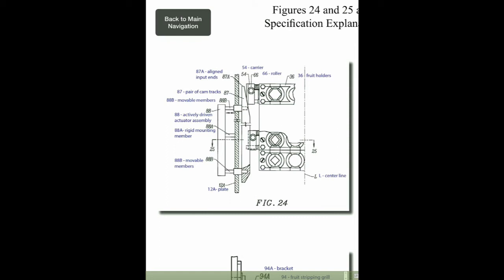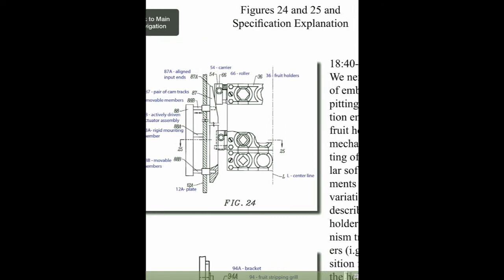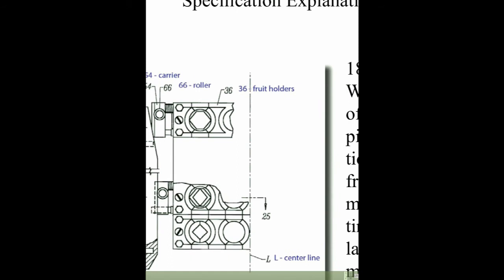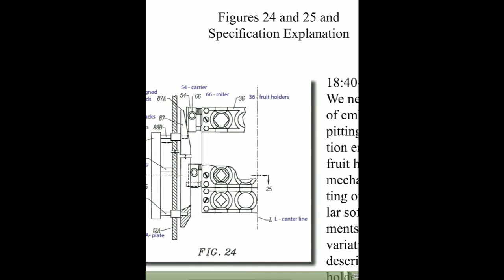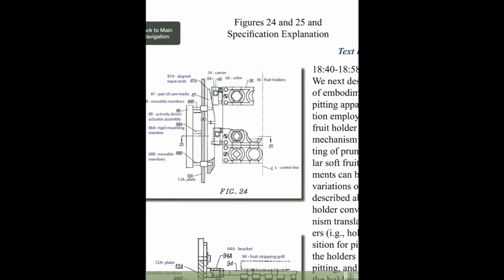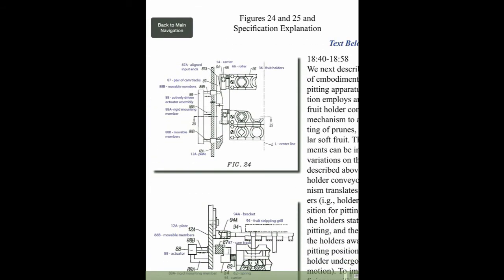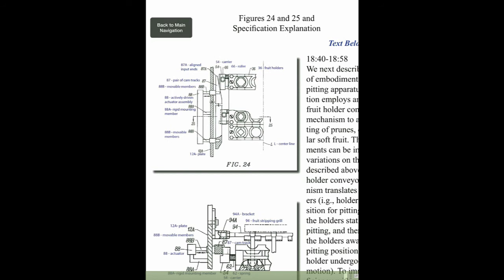the text. So for example, if I look over here, 36 is the fruit holders, and I took that from the text and we added it to the drawing here. It makes the drawing much more useful to understand. I just have to look at any particular item and I can remember what its label from the text was.